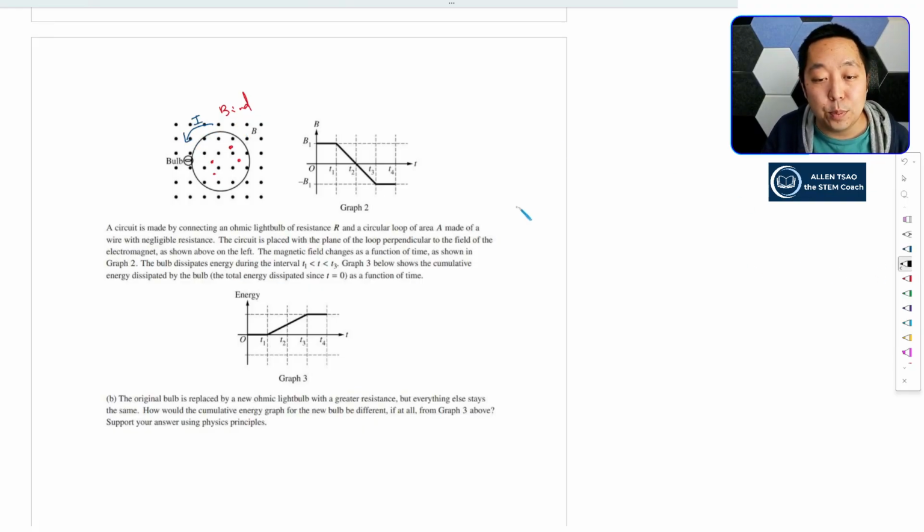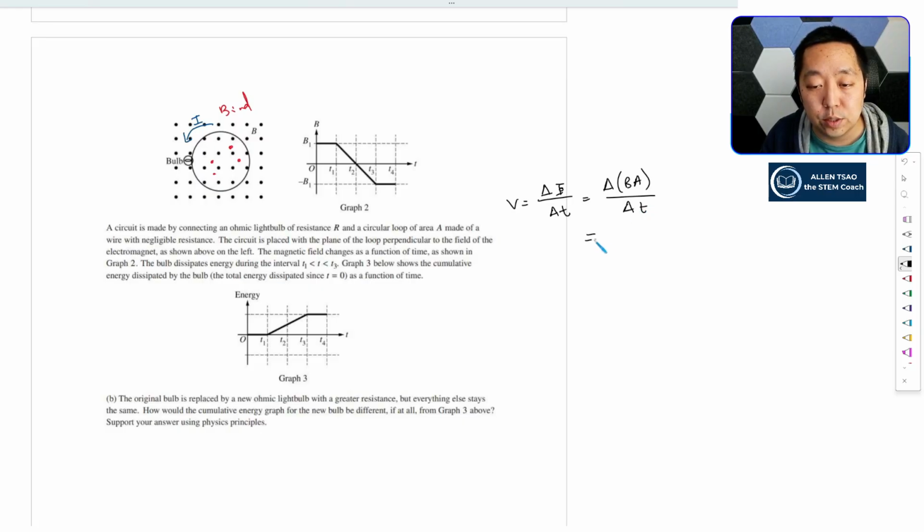Now, how do we figure out the potential drop? That's going to be the rate of change of the flux, which is the rate of change of the B times A, right? And it's just B times A, no cosine theta, because it's already perpendicular, or they're parallel. It's 100% going through the loop. So we just pull out the area, and it's just the change in the magnetic field per time. So that's the slope, right? That should be the slope of this graph right here, okay?